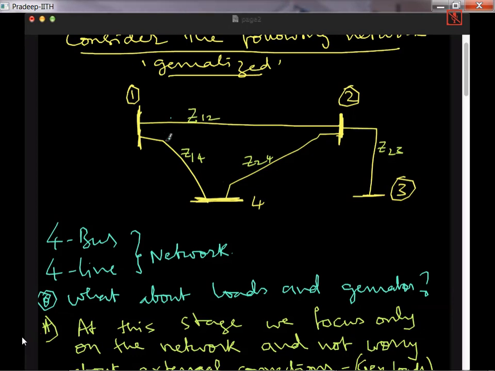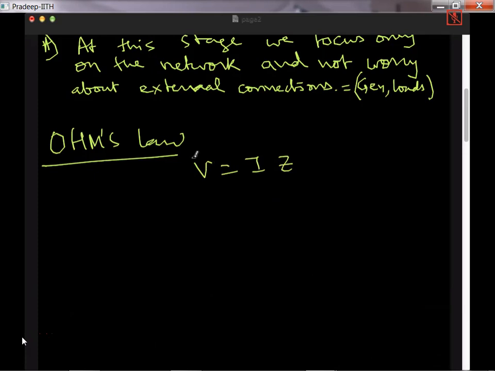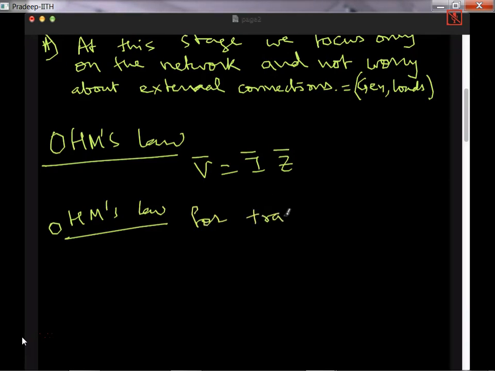Now what you can do is write a simple Ohm's law. What is Ohm's law? Ohm's law is nothing but V equal to I into Z. V is a vector, I is a vector, and Z is a vector, or these are all complex numbers. This same thing, I want to write in a different way. So Ohm's law for a transmission line.